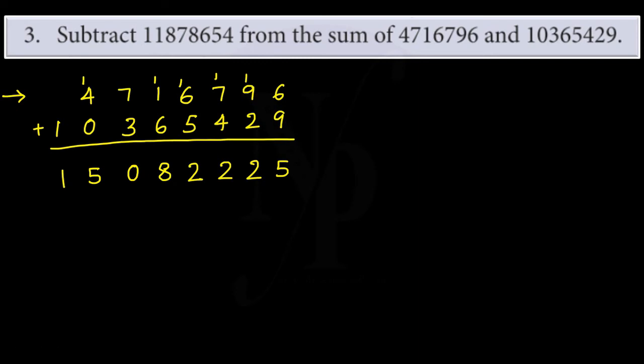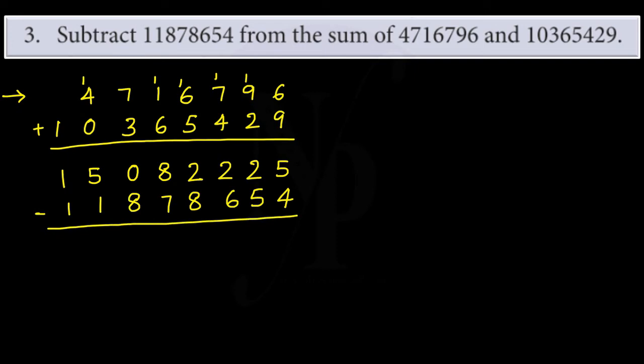So now we have to subtract 1 crore 18 lakhs 78,654 from this sum. So we are subtracting, put a minus sign here. So 1 crore 18 lakhs 78,654. Subtract.